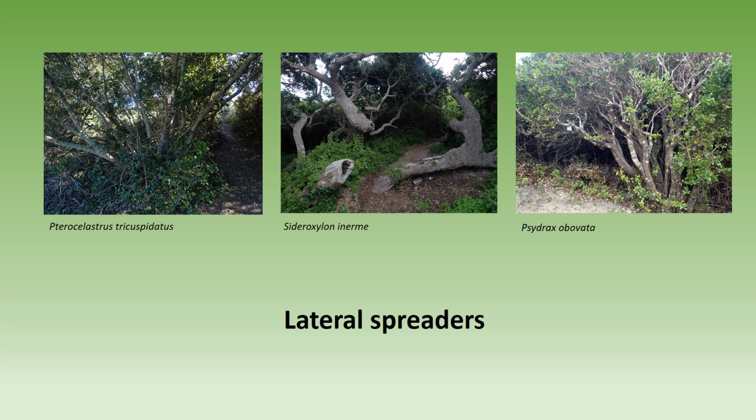The canopy is much more open than in the case of hedge formers, so you do get some sort of understory underneath lateral spreaders, and they dominate in mesic thicket, which occurs in wetter sites and sites that are not exposed to regular fire.